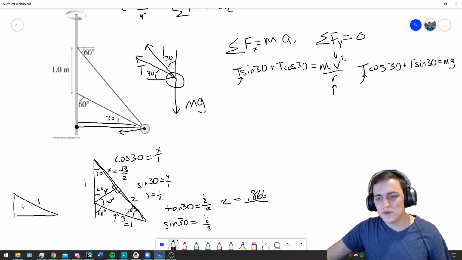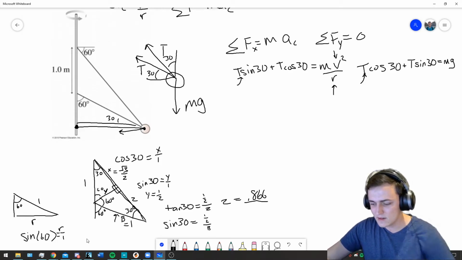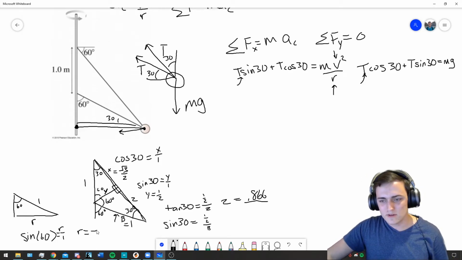But this is side length B, 60 degrees. We've gotten down to this is the radius. We're so close, we're right there. All we have to do, sine 60 equals opposite r over 1. It's just sine 60, root 3 over 2. R equals root 3 over 2.